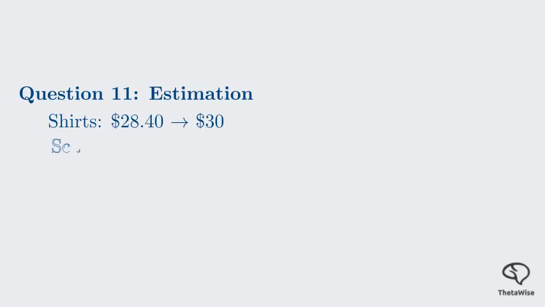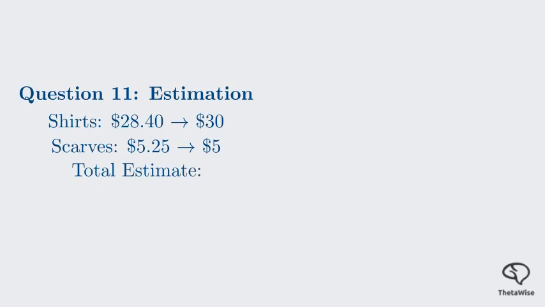In question 11, we need to estimate the total cost by rounding each item to one significant figure. The first significant figure of $28.40 is the 2. The next digit is 8, so we round up to $30. The first significant figure of $5.25 is the 5. The next digit is 2, so we round down to $5.